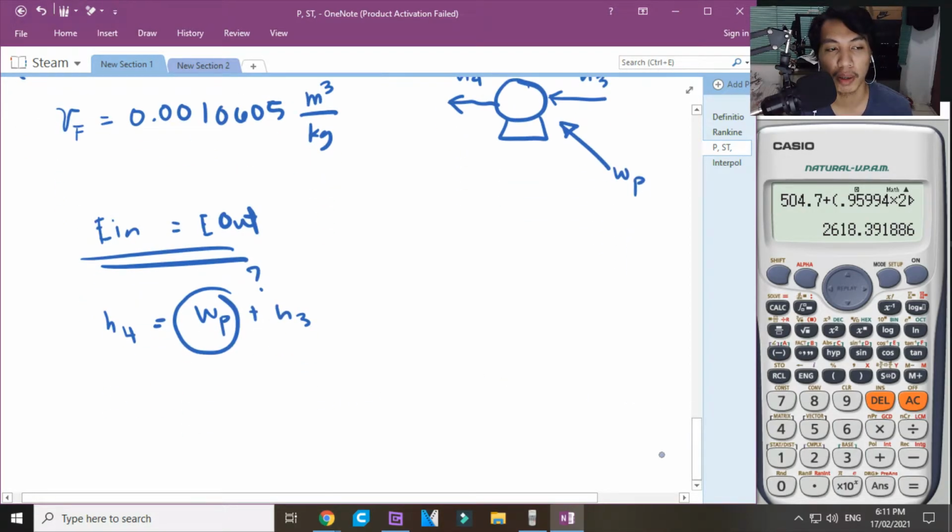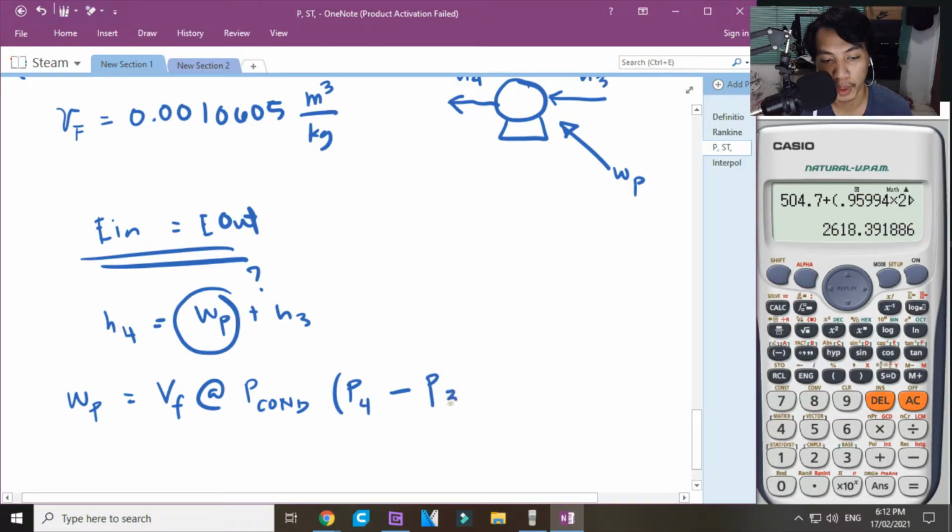So, makuha yung work ng pump. Di ba, binigyan ko na kayo ng shortcut. Tignan nyo to. Work ng pump is equal to yung VF at pressure 3 or the pressure at the condenser multiplied to the pressure na hahabulin niya, which is P4, minus the pressure that it will be supplied to the pump, siyempre yung condensing pressure, P3. Now, paano natin masosolve? Lahat to naka-MPa. Ano ba ang value dapat ng work ng pump?